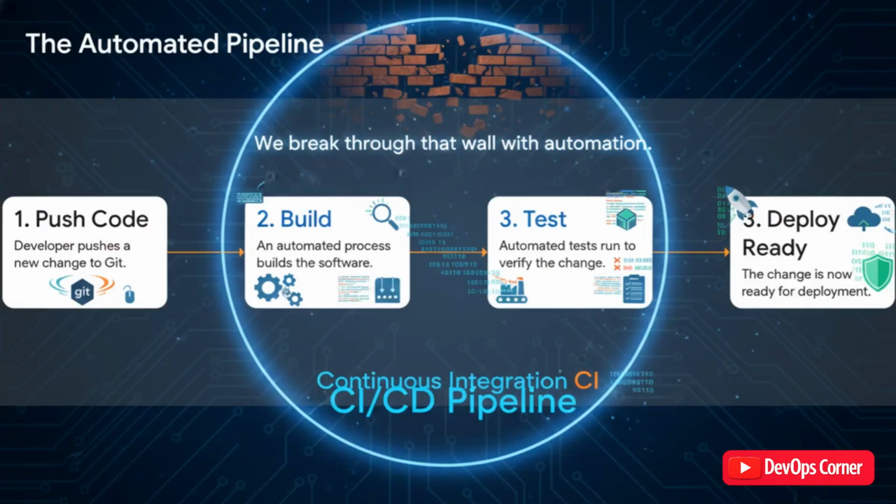We break through that wall with automation. This is where we introduce the CI/CD pipeline, and we'll start with the first half, continuous integration, or CI. The idea is simple, but it is absolutely revolutionary.